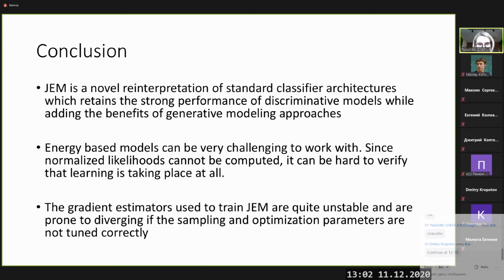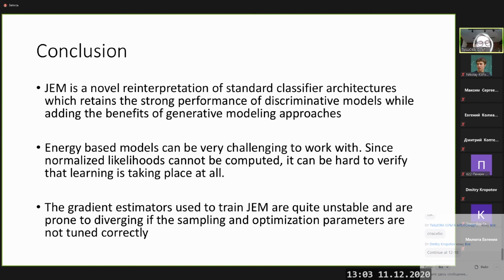In conclusion, I would like to remark that the joint energy-based model is a novel reinterpretation of a standard classifier, and it retains the strong performance of discriminative models and also adds the benefits of generative modeling approaches.